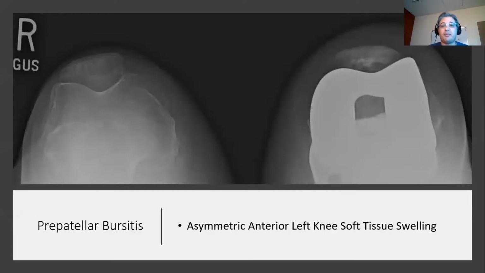Here's a great set of radiographs, again demonstrating prepatellar bursitis. Notice left anterior knee soft tissue swelling on these sunrise views. That's absent on the right side.